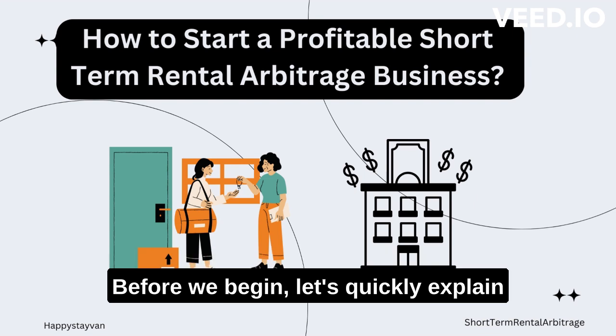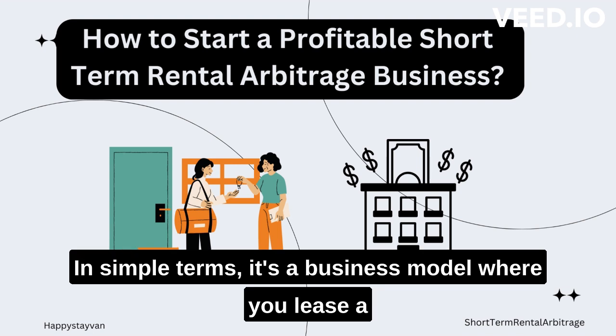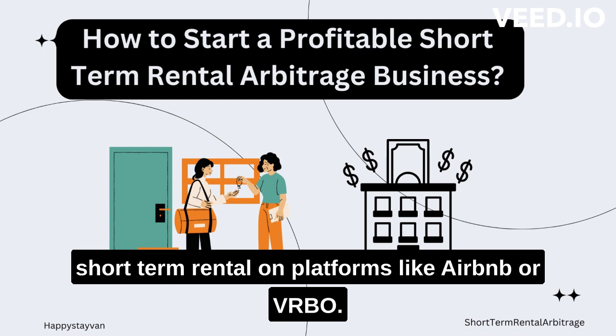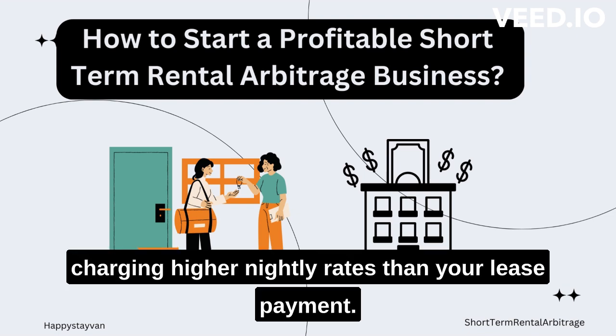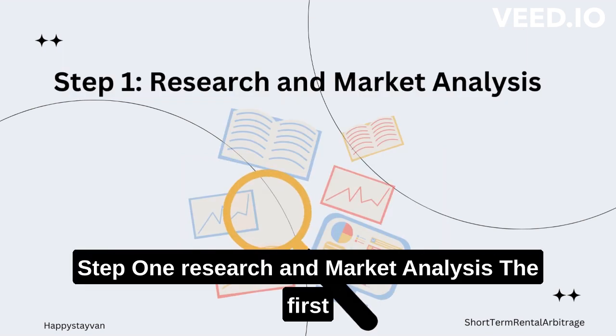Before we begin, let's quickly explain what short-term rental arbitrage is. In simple terms, it's a business model where you lease a property from a landlord and then rent it out as a short-term rental on platforms like Airbnb or VRBO. The goal is to generate a profit by charging higher nightly rates than your lease payment. Sounds intriguing, right?